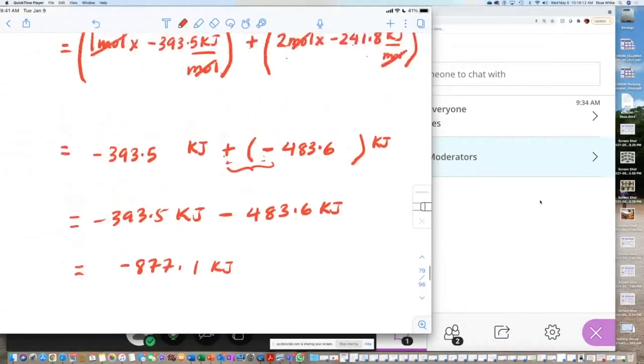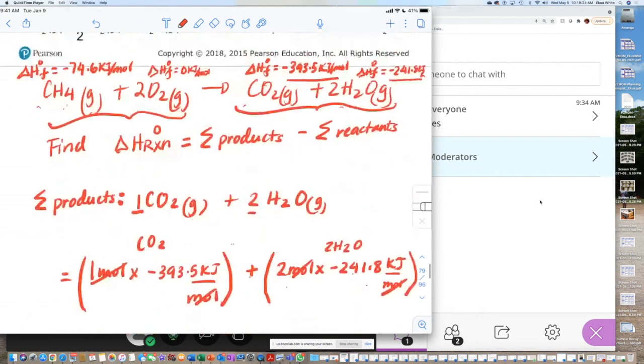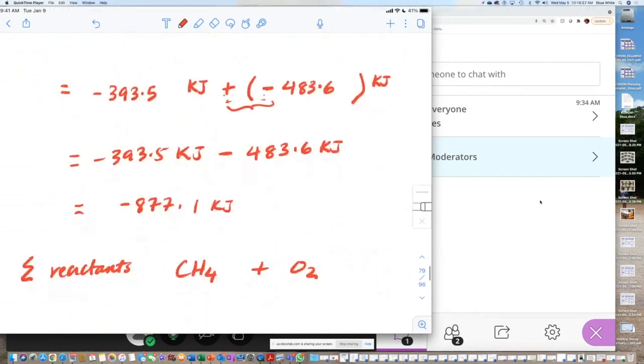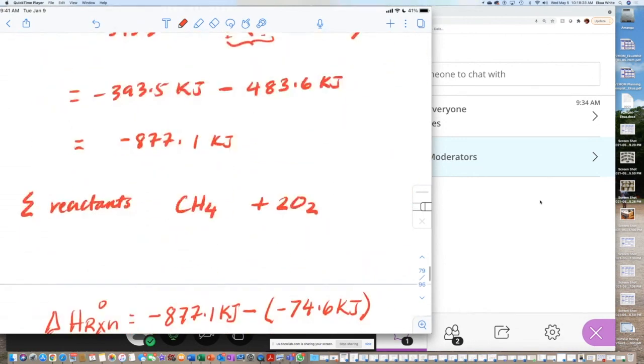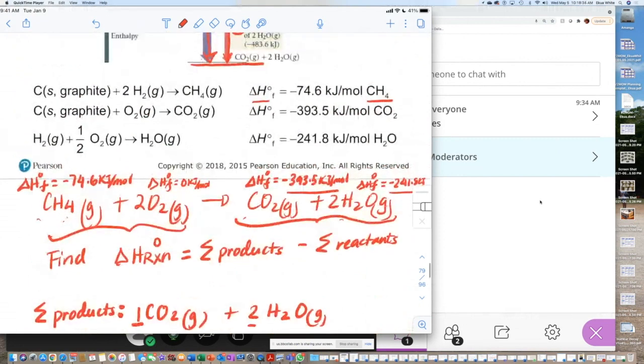So for our sum of reactants, I have CH4 plus oxygen. So the CH4, how many do we have? Just one, and then we got 2 oxygens. So I'm working on this part. So CH4, let's see, what is CH4? I need to write this down. CH4 is negative 74.6 kilojoules per mole. Oh, that's all I need.